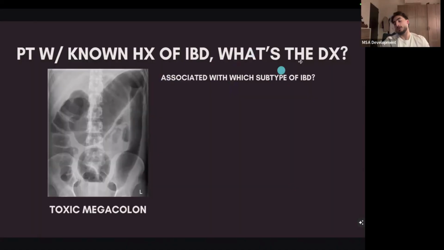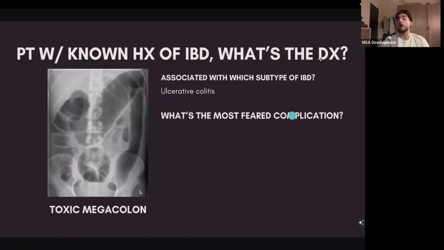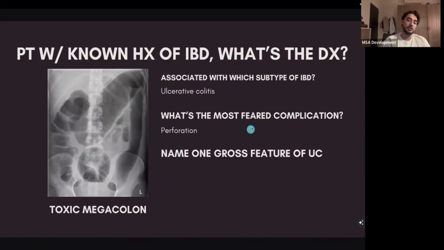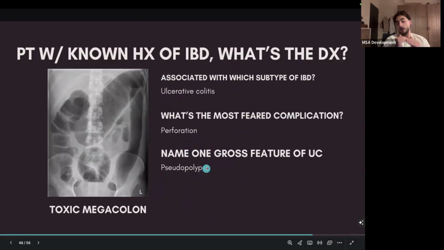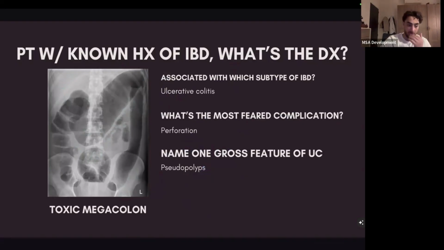This is associated with which subtype of IBD? We already mentioned this is ulcerative colitis. What's the most feared complication of the toxic megacolon here? Perforation. And then name one gross feature of ulcerative colitis. This is the pseudopolyps that you're going to see because of the mucosal and submucosal inflammation.